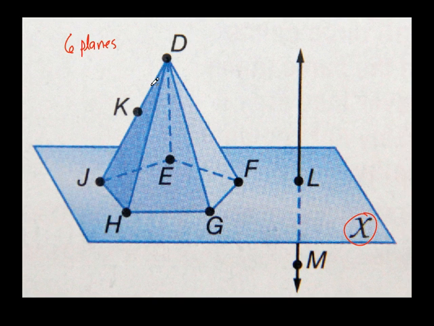That's collinear. Now it says, name the intersection of plane HDG. Let's find HDG. HDG. So it's this front-facing plane right there. So name the intersection of that plane and plane X. All right, and plane X is the bottom of it. So where does it intersect? Where does this plane right here that's shaded in intersect with the bottom? Well, it intersects right here. That's where it intersects, right there. And what is that? It's 2 points, so it's a line. So it intersects at line HG.